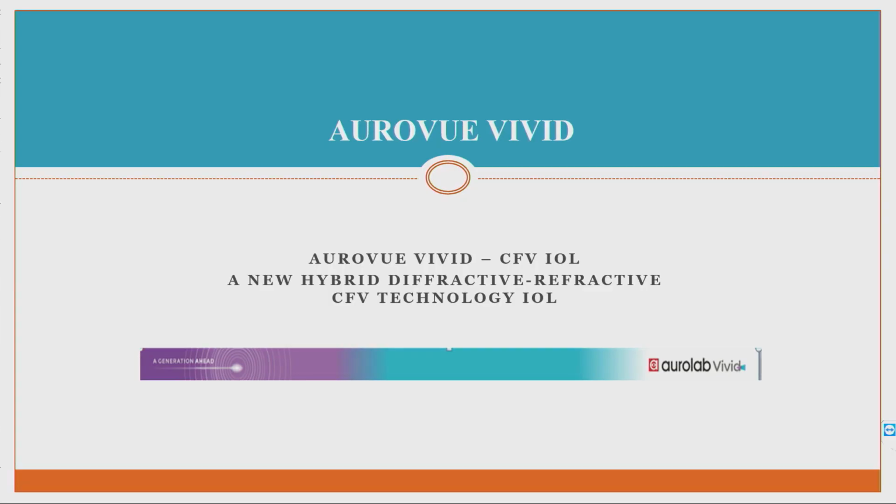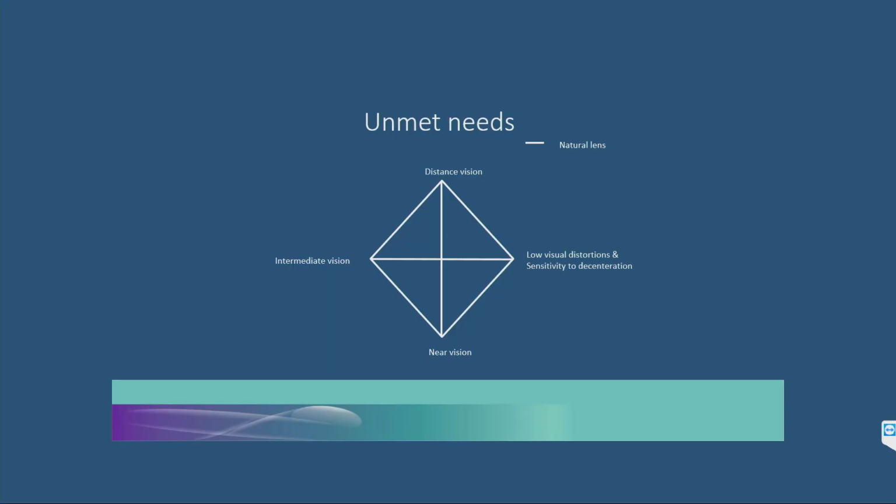And this is the AuroView Vivid, which is called the continuous focus of vision. So this yellow line is the monofocal lens, and the other one, the bifocal or the multifocal, gives you better near vision, but more visual distortions and slightly less intermediate vision.